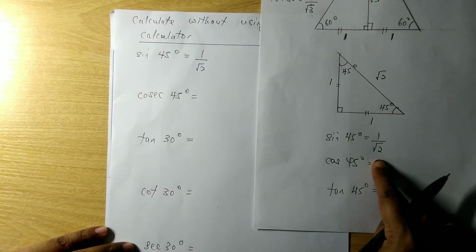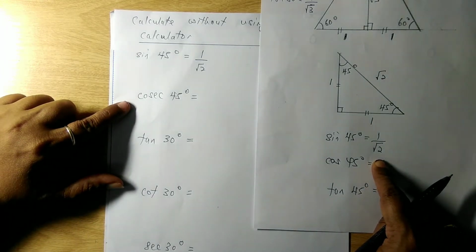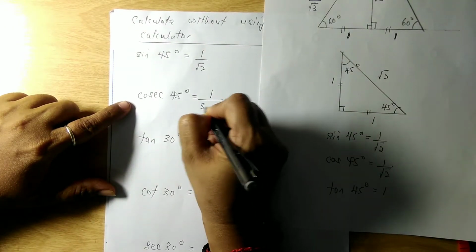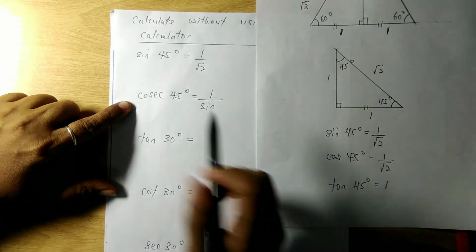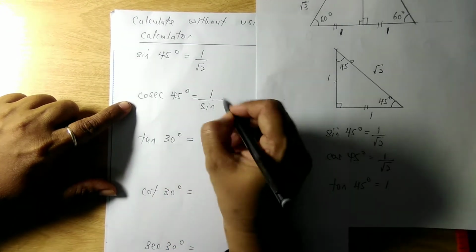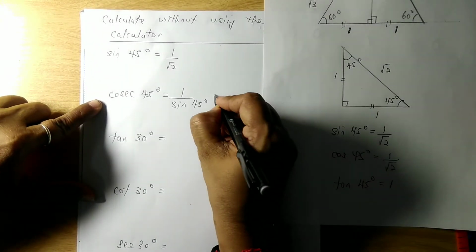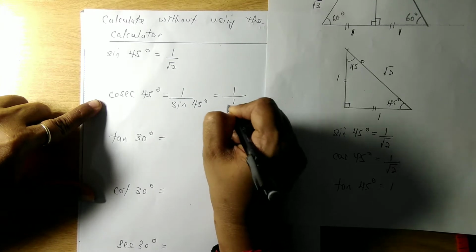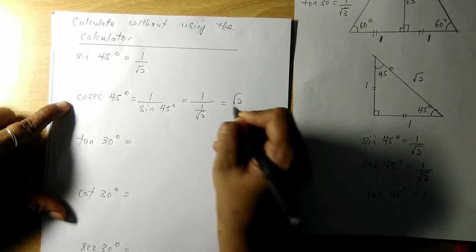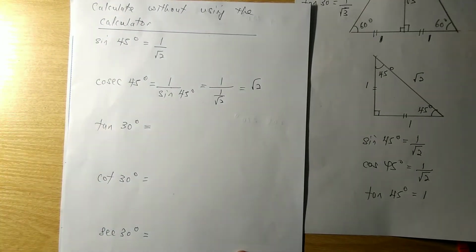Now we go for cosecant 45 degrees. If you remember, cosecant is actually 1 over sine. So if this is 45, this becomes 1 over 1 over square root of 2, which gives me square root of 2. For now, I'll just leave the answers in surds. I'm not evaluating it in decimals.